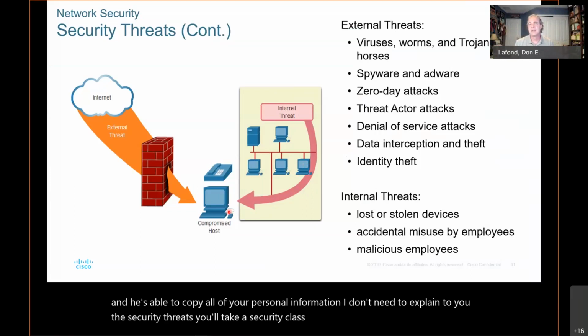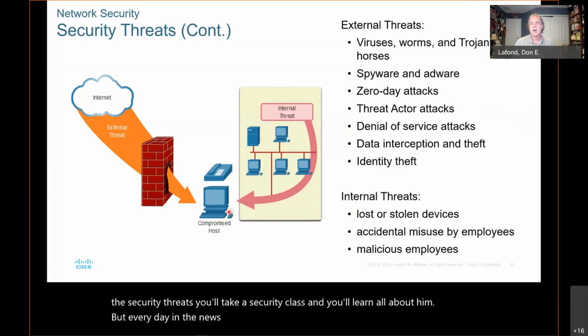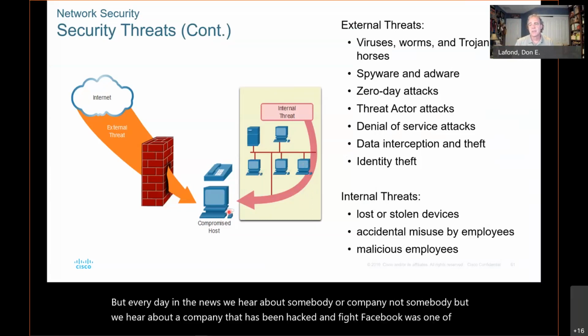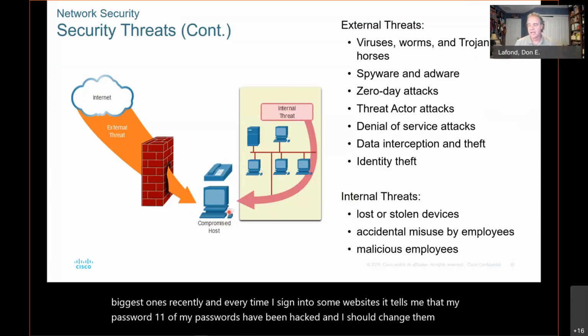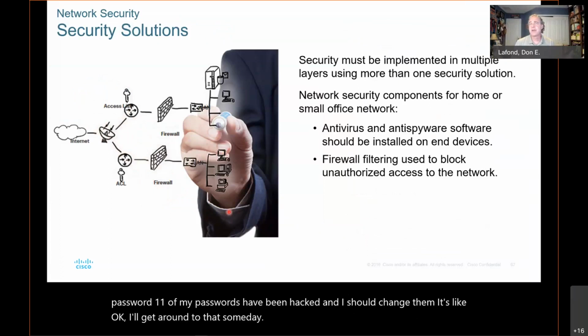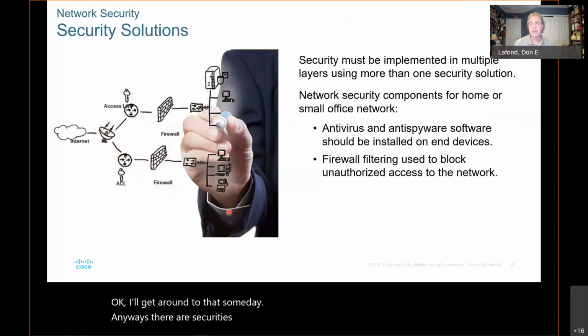But every day in the news, we hear about a company that has been hacked. Facebook was one of the biggest ones recently. Every time I sign into some websites, it tells me that 11 of my passwords have been hacked and I should change them. It's like, okay, I'll get around to that someday. Anyways, you can make a living with network security.